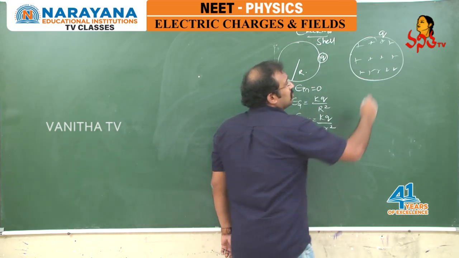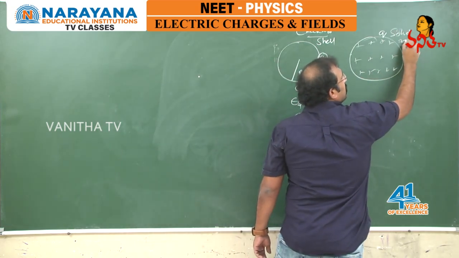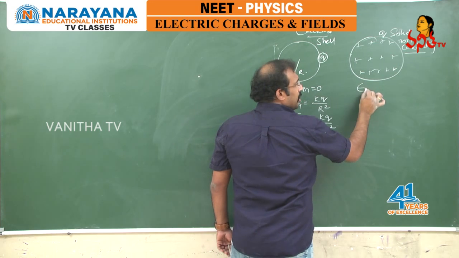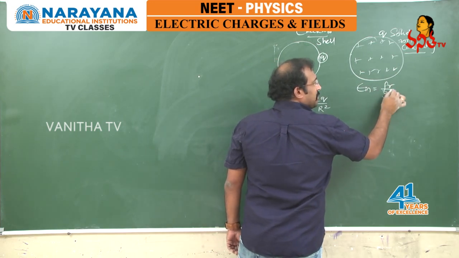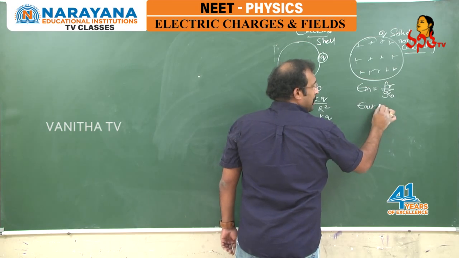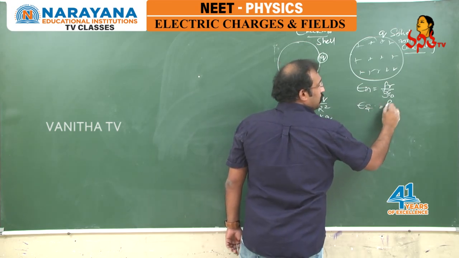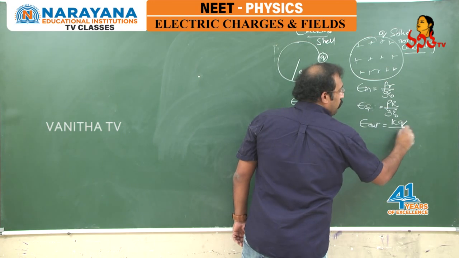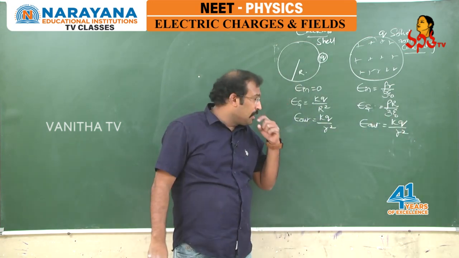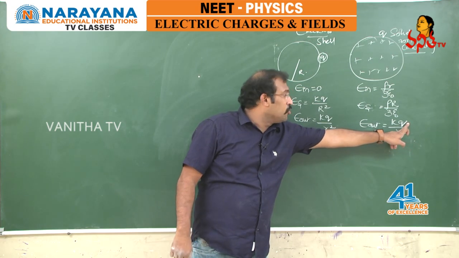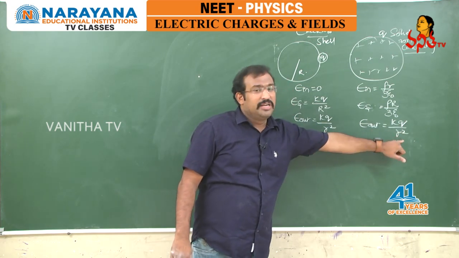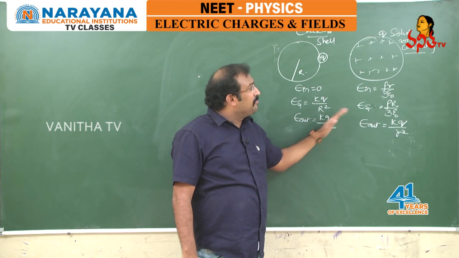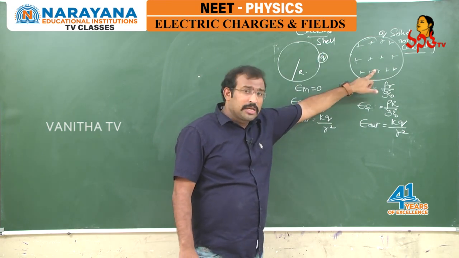For a solid sphere, this is solid non-conducting. E inside is equal to rho r by 3 epsilon naught, E on the surface is equal to rho R by 3 epsilon naught, E outside is kq by r square. So you can write this charge in terms of density also, then you can find out the electric field outside in terms of density also. These are the concepts of electric field that we have discussed for conducting shell as well as non-conducting solid sphere.